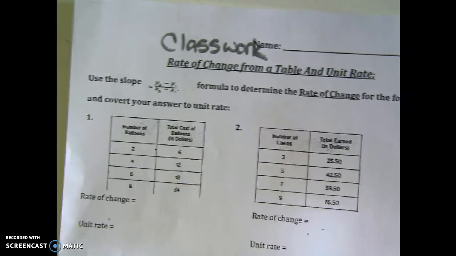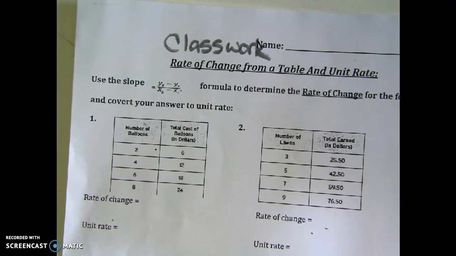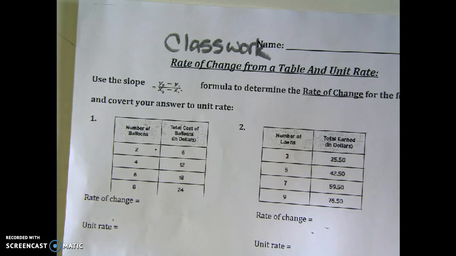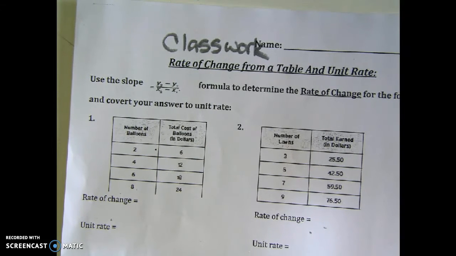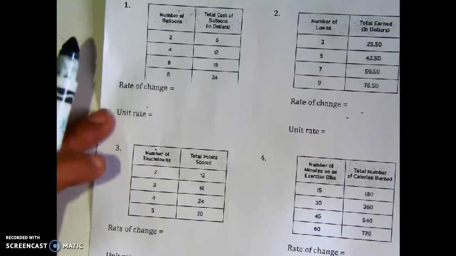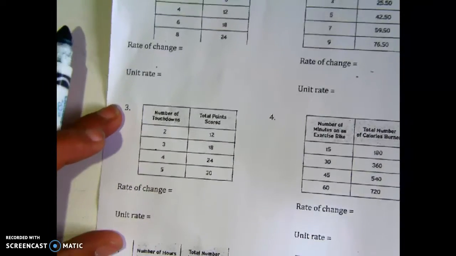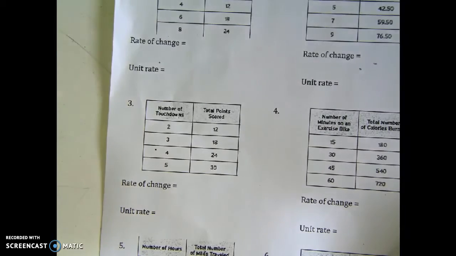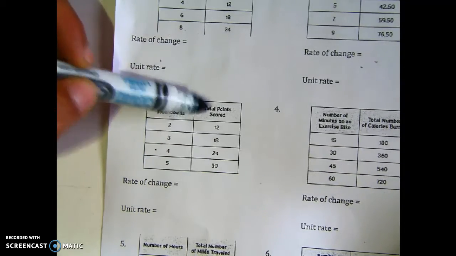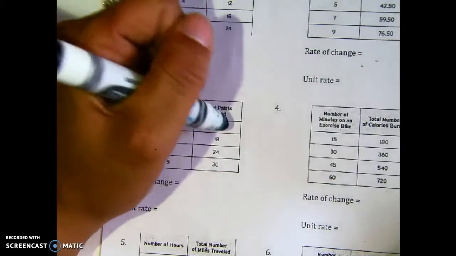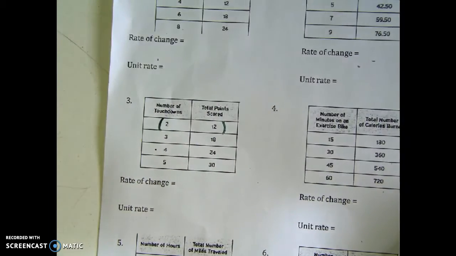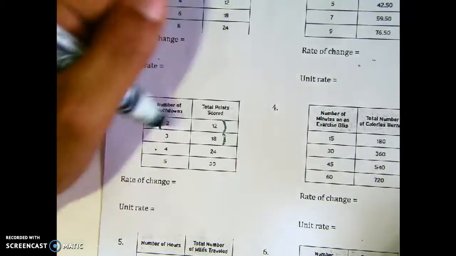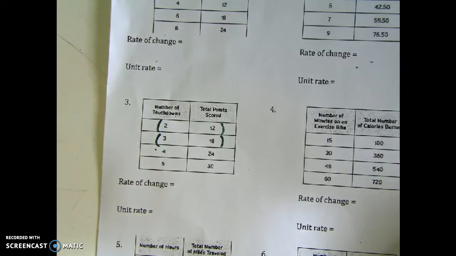So again, what I'm going to do is I'm going to label 2 points. Number 1 is actually exactly as the one I just showed before. So I'm going to move on to number 3. And we're talking about number of touchdowns to total points scored. First thing I want to do is go ahead and pick 2 ordered pairs. It doesn't have to be the first one, the first two.